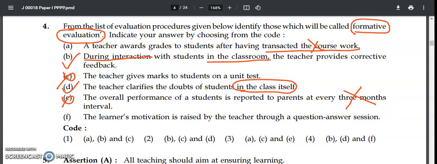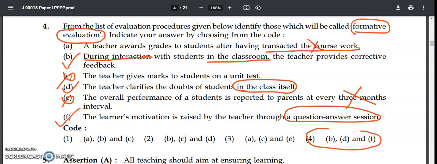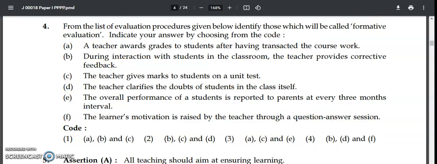F, the learner's motivation is raised by the teacher through question answer session. Of course, we can improve the learner's motivation through this question and answer session. So we can take F as correct. So finally here B, D and F, that means we can take the fourth option as the correct one. Got it? So it is the fourth question.